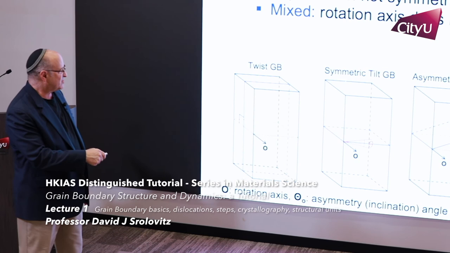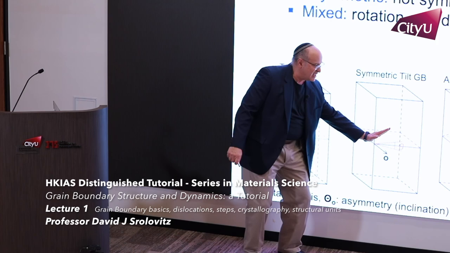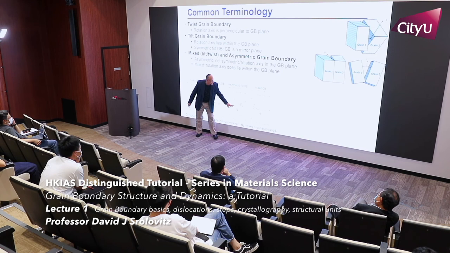And now if I misorient the two crystals relative to each other, but instead of putting the plane right there in the symmetric orientation, if I rotate it up like this, we have an asymmetric tilt boundary. And it's still a tilt grain boundary because you see that the rotation axis still lies in the plane of the grain boundary, but it's no longer symmetric, okay?